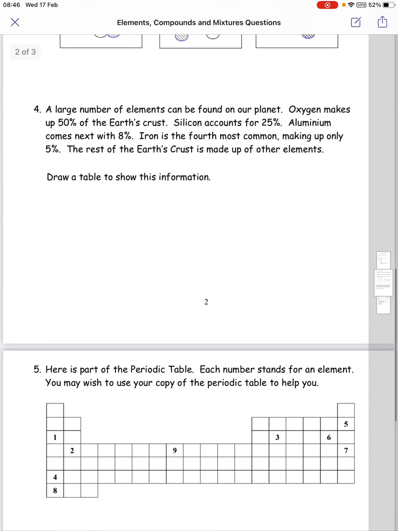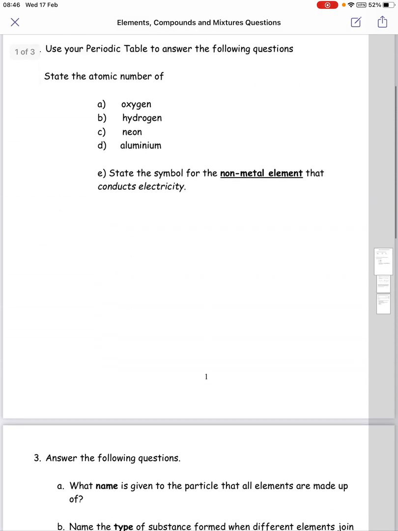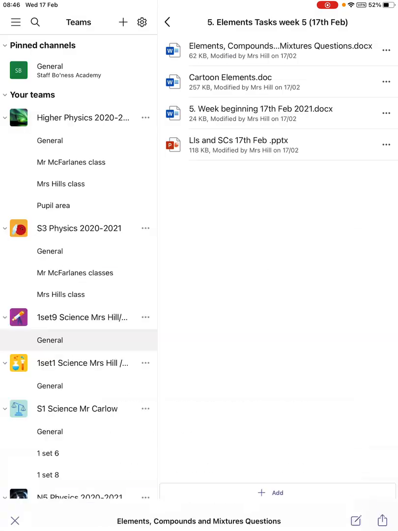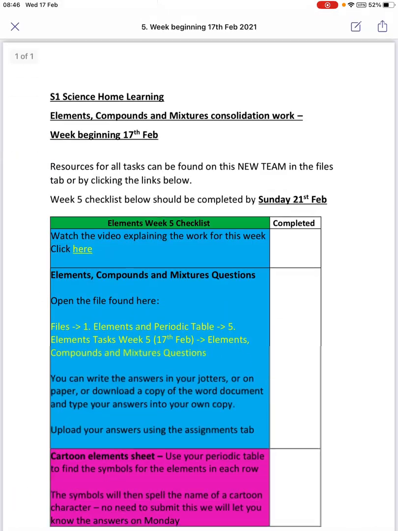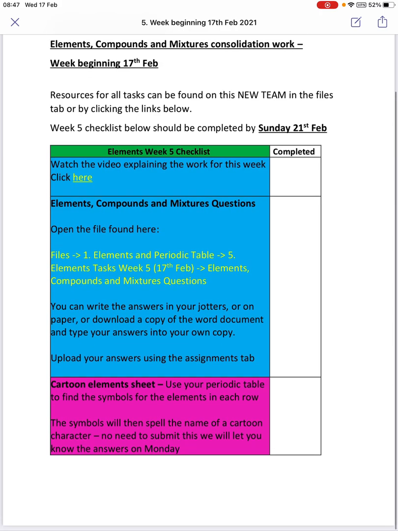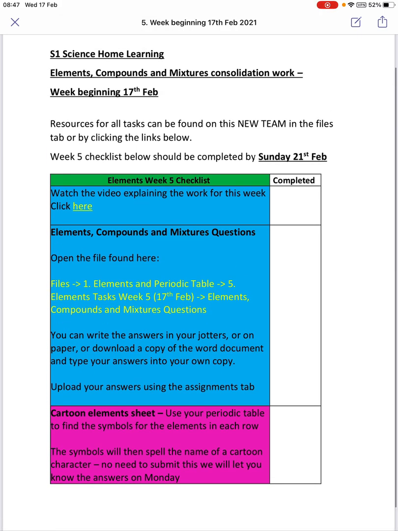Okay, that's all I would like you to do in terms of submitting your work. As usual, you can write your answer in your jotter and take a photograph of it and upload it that way. You can download a copy of this document and open it in Word and type in your answers and then submit it that way. So either way is fine. Okay, and I would like you to submit that as an assignment.